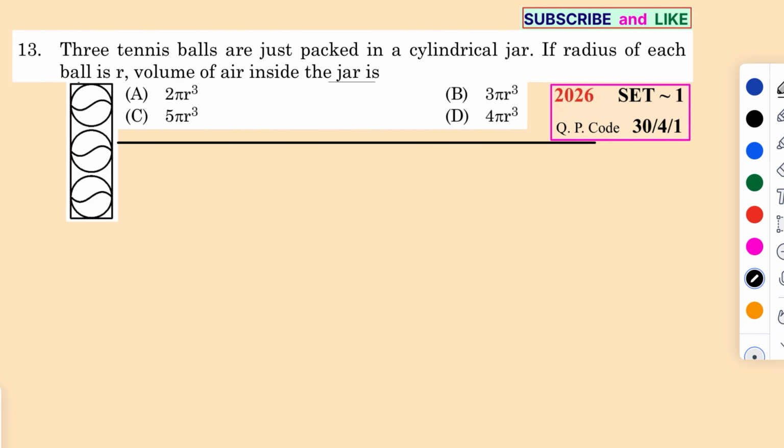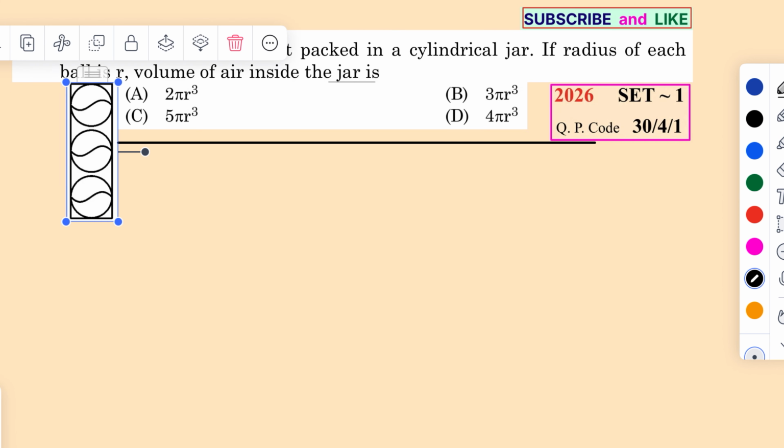Three tennis balls are just packed in a cylindrical jar, and the radius of the ball is given as r, and we have to find out the air inside the jar. Air meaning here is the gap. The gap inside the jar we have to find out. What is the volume of the gap inside the jar?